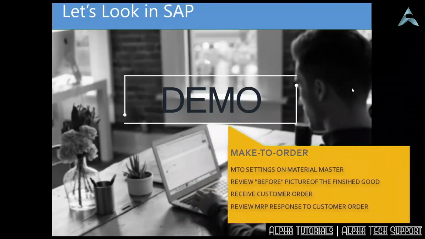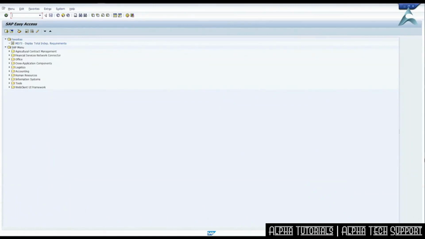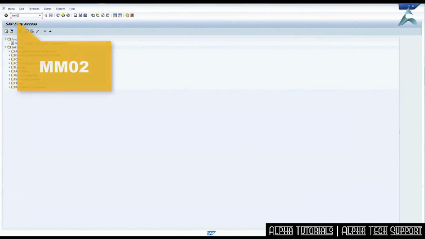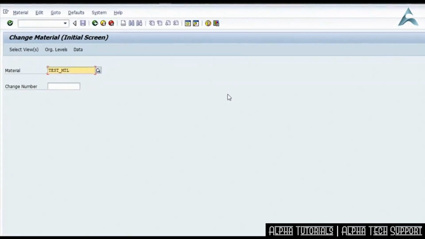Let's get started. Okay, so again, we're going to take a look at our second demonstration, which is going to cover the make-to-order scenario. And the first thing we're going to look at is the material master setup required to support this scenario. I'm going to do that using transaction code MM02. Enter the finished good that is relevant to the make-to-order scenario.